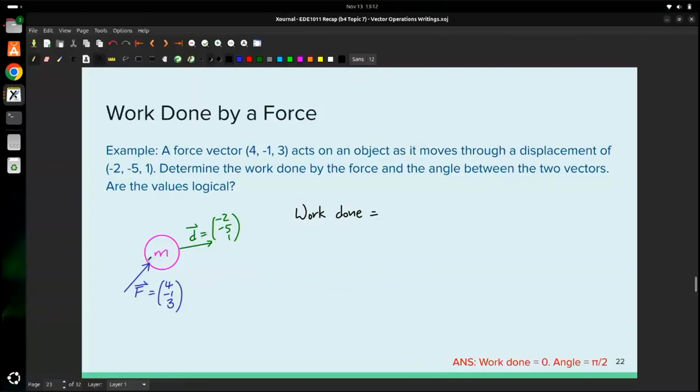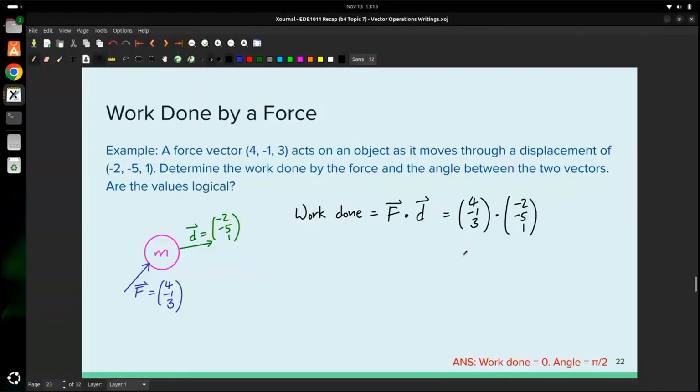You need to resolve. So you resolve the force vector into the direction of the displacement vector. Then you multiply that. But that is as good as taking the dot product, isn't that correct? Okay? So which means this work done is really just force dot the displacement vector. So this is trivial, which is (4, -1, 3) dot (-2, -5, 1).